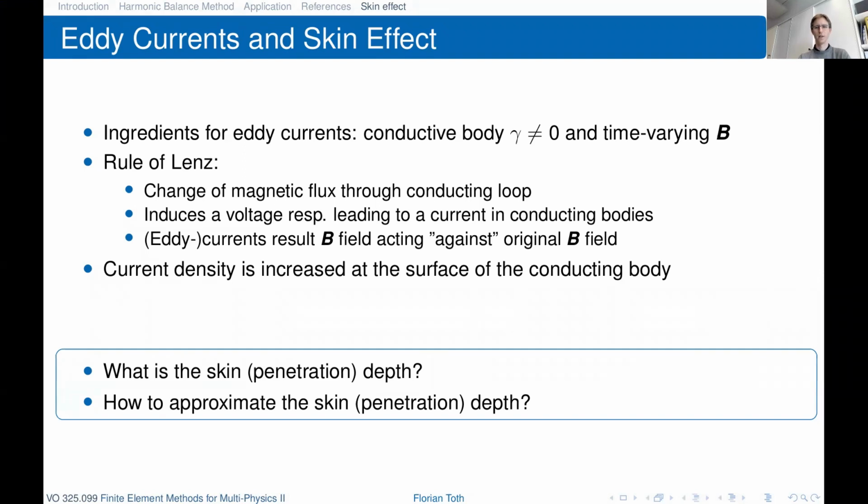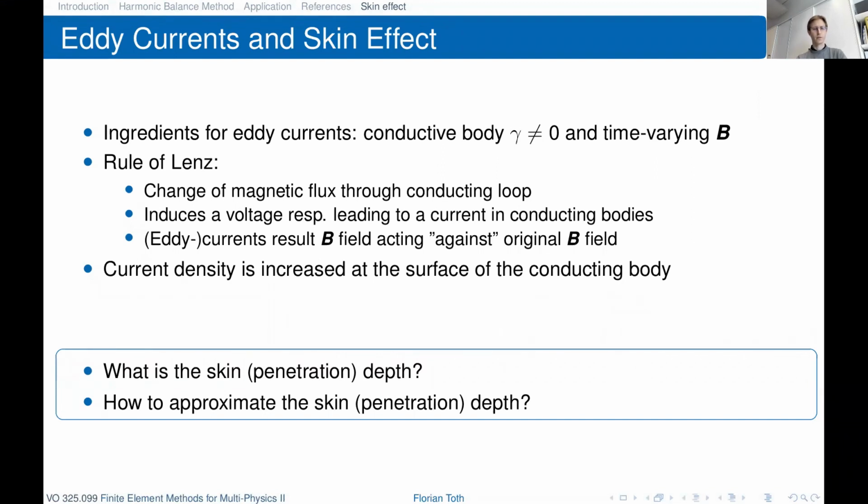Of course, we need a conductive body, so the conductivity must be non-zero, and a time-varying B field. And by the rule of Lenz, we know that the change of a magnetic flux through a conducting loop induces a voltage leading to a current in conducting bodies. And these arising eddy currents result in a B field against the original B field.